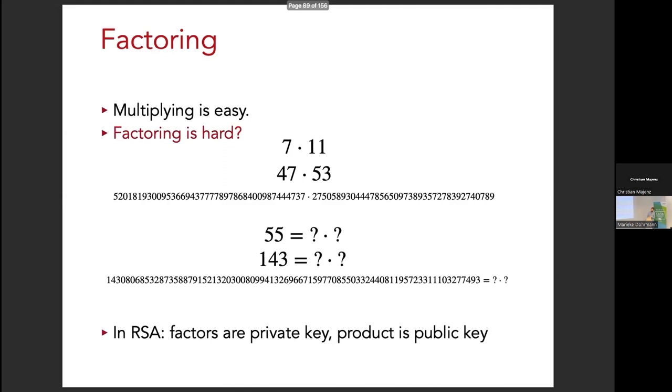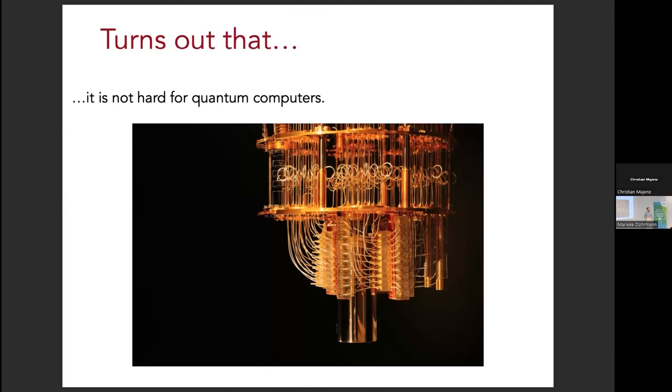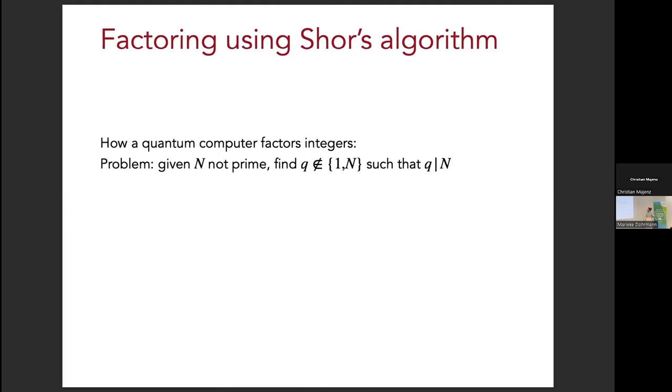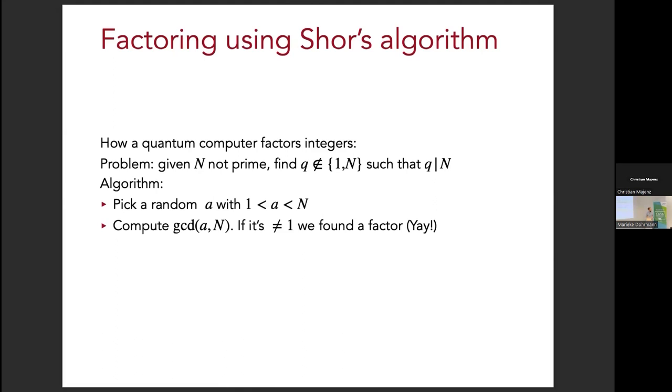Now, factoring is hard on a classical computer, but it turns out that factoring is not hard on a quantum computer. This is, by the way, a picture of a prototype quantum computer. So how does it work? How does a quantum computer factor integers? Here is an algorithm for factoring. The problem is: given a number n that's not prime, find some divisor of it that's not one or the number itself. To do this, we pick a random integer a in between the two numbers. First we compute the greatest common divisor of a and n. If that's not one, then we are already done, right? But most likely this will not happen, especially if n is an RSA integer.